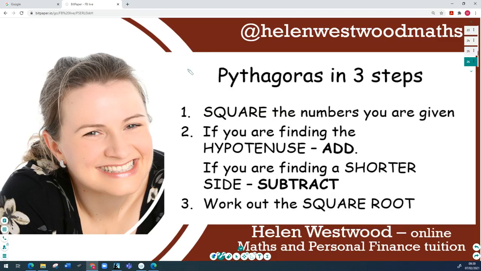And then just to finish off, if some people find it difficult to use the formulas, you can actually use this 3-step method to solve problems involving Pythagoras. So our first step is we square the numbers that we're given. If we're finding the hypotenuse, we add those numbers together like you saw in the first examples. If we're finding a shorter side, we subtract. And then finally, we work out the square root.